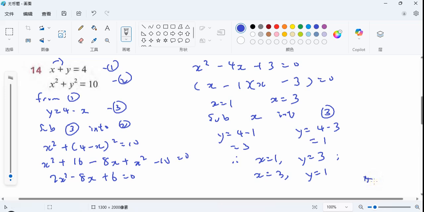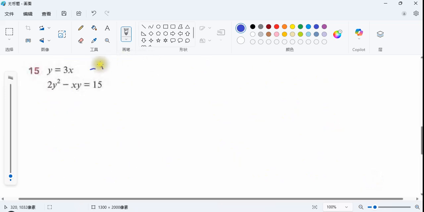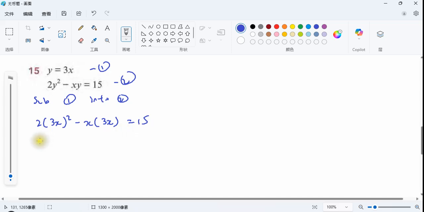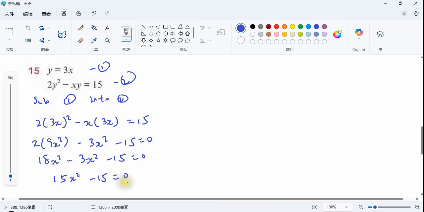Okay, then. So question number 15, equation 1, equation 2. Then we sub equation 1 into equation 2. Then we have 2 times (3x) squared minus x times 3x equal to 15. So we have 2 times 9x squared minus 3x squared minus 15 equal to 0. So we have 18x squared minus 3x squared minus 15 equal to 0. So we have 15x squared minus 15 equal to 0.